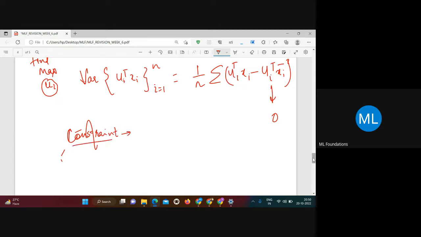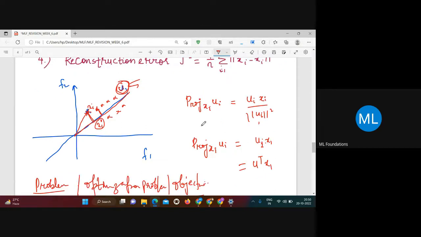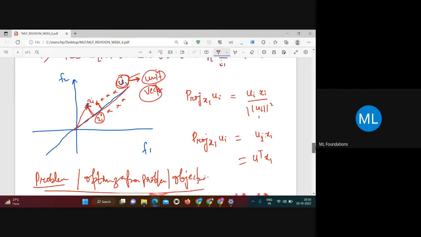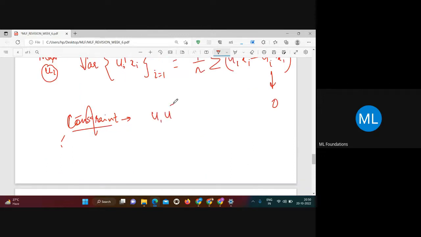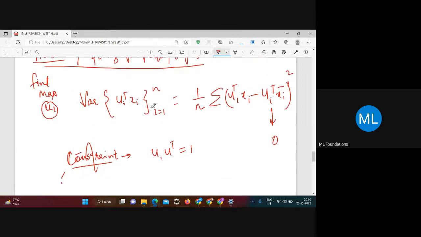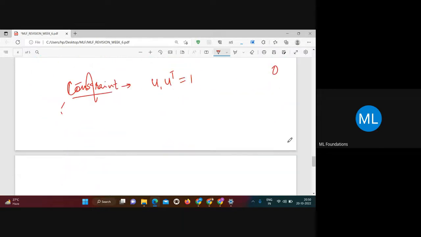So while solving this problem, what is our condition? We are putting only one condition, right? For this vector, we just need the direction. I need a unit vector, because we are not caring about the magnitude. So for the unit vector, ui transpose ui should be equal to 1. This is the only condition that I'm putting for ui. And this is our optimization problem. I need to get ui by maximizing the variance. That's it, right? So this is one way to solve it.